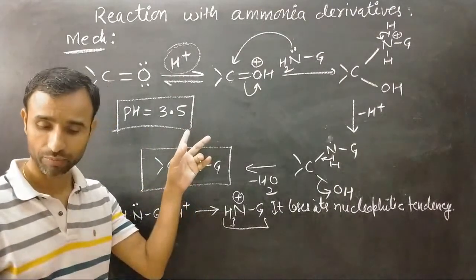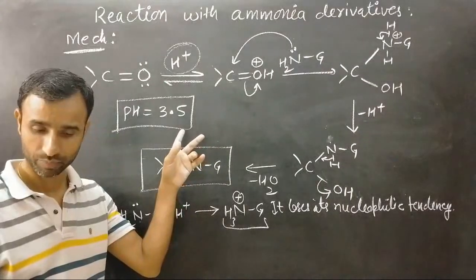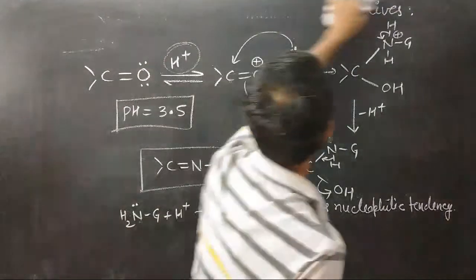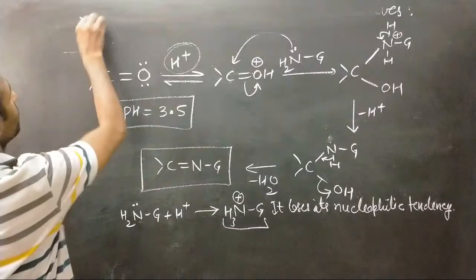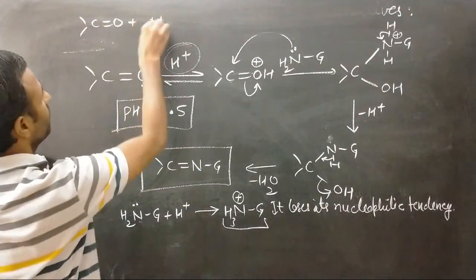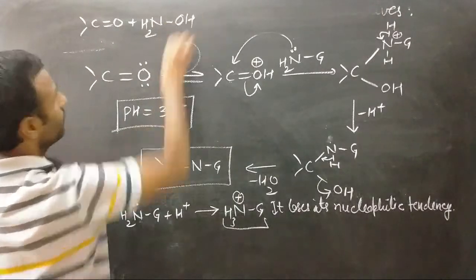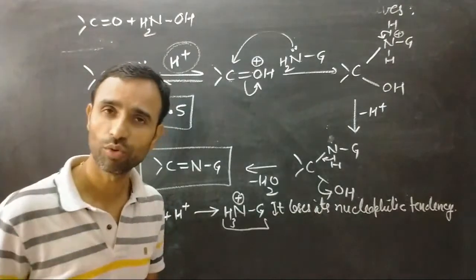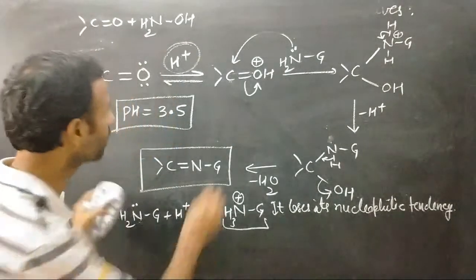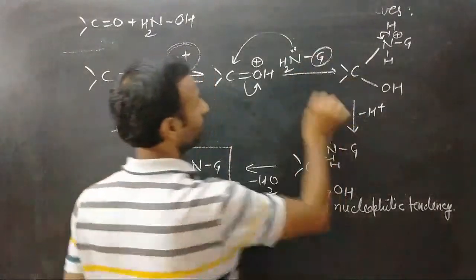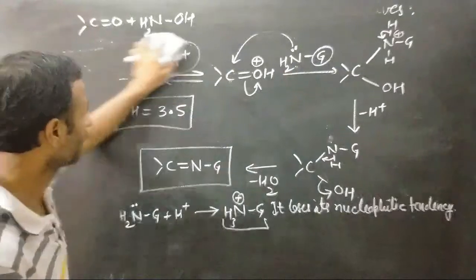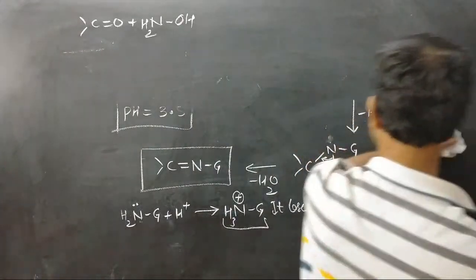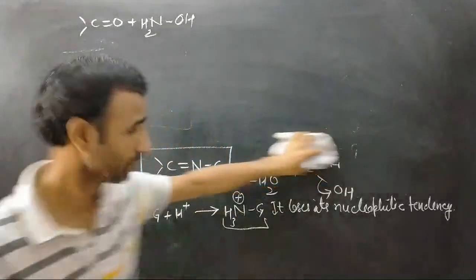So would you get it? G is any group. When we have NH2OH, then what is G? G is OH. When NH2NH2, G is NH2. Likewise, any group, but NH2 should be there. One nitrogen should have two hydrogens, then only the reaction takes place. Okay?